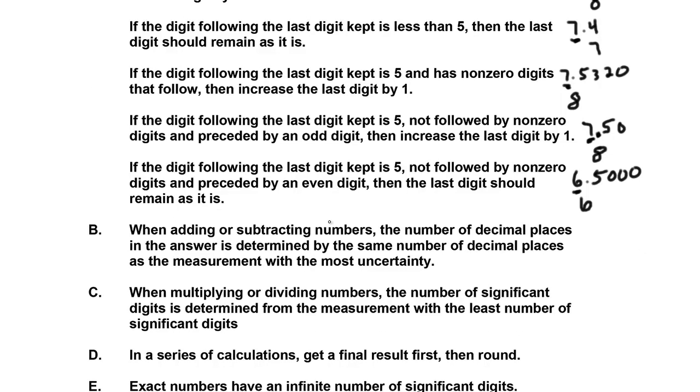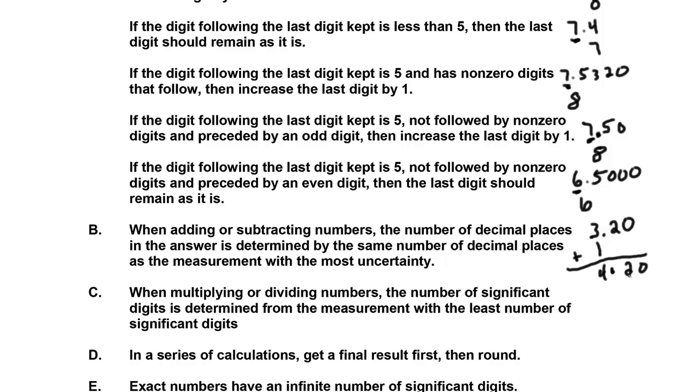When adding or subtracting numbers, the number of decimal places in the answer is determined by the measurement with the most uncertainty, that is, the same number of decimal places. That's like saying if we're taking 3.20 and we're going to add it to 1, we're just going to add 1. Notice that we have to follow the decimal point. So the decimal point would go here. We'd get a 0 and a 2 and a 4.